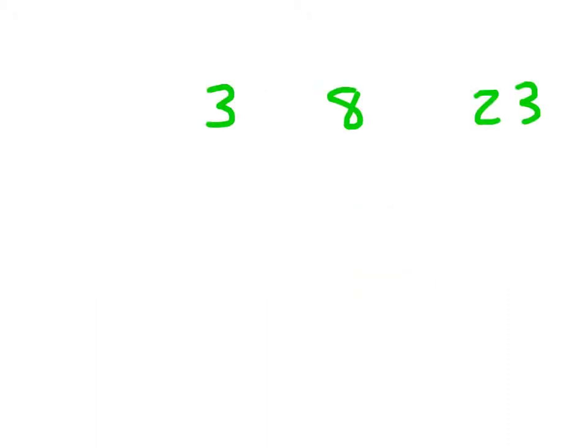So these numbers, 3, 8, 23, are all positive integers. Sometimes they'll write that it's a positive 3 or a positive 8. We can also see these within an addition problem. So we'd have something like 3 plus 8, where those are the addends.